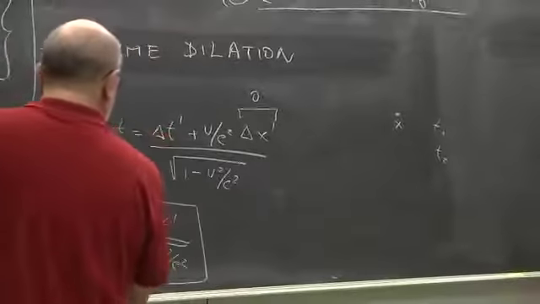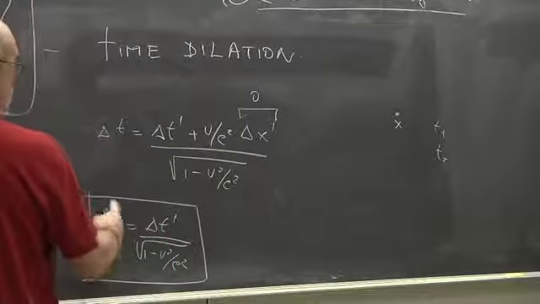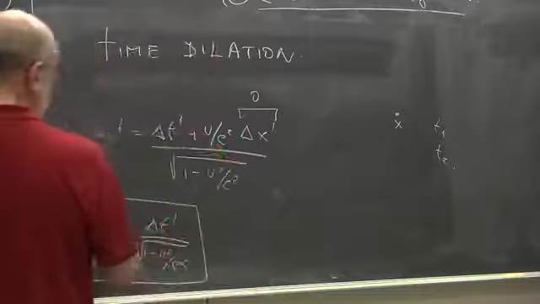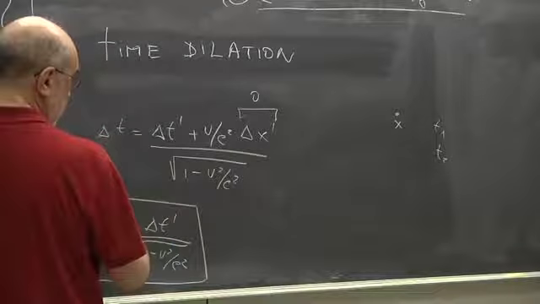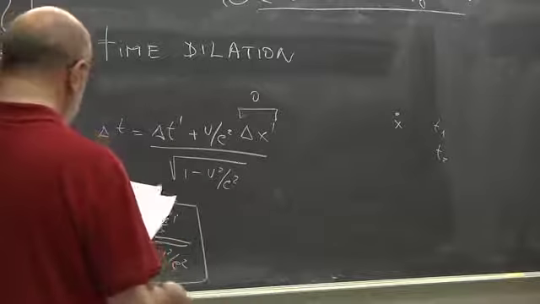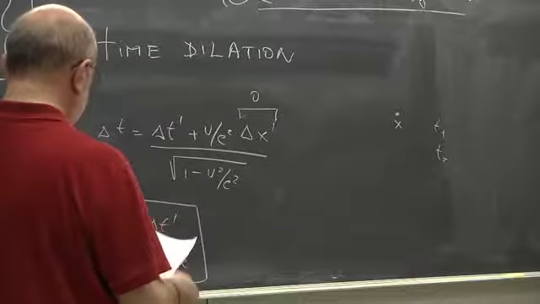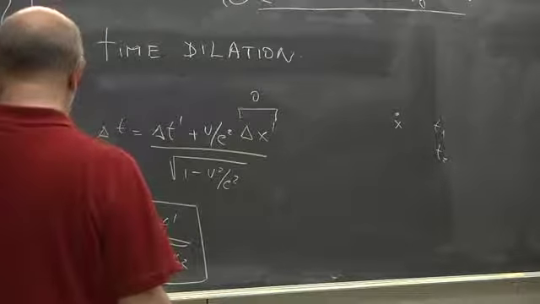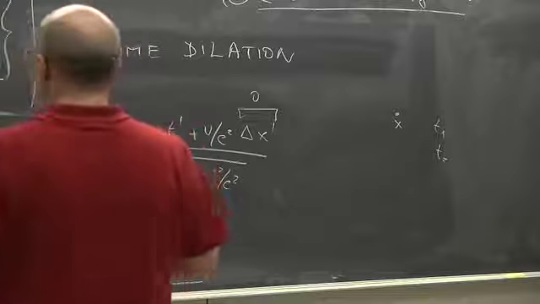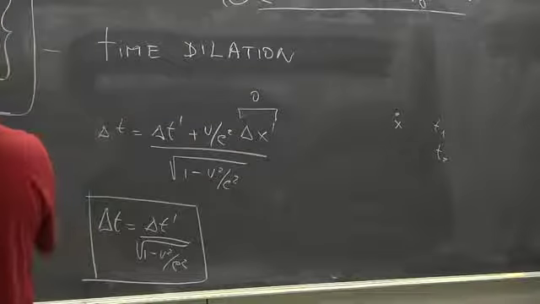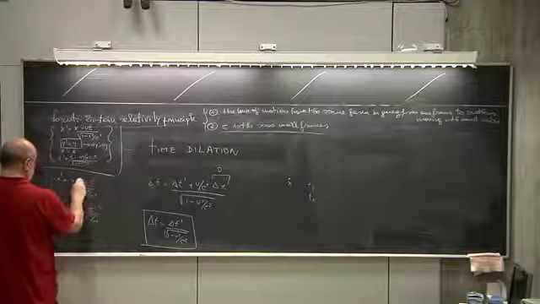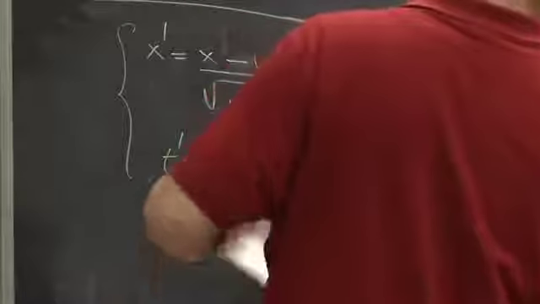So this is the interval of time in the moving frame, and this is the interval of time in the rest frame. And you see that the interval of time in the rest frame is bigger than in the other frame, okay? So this is the phenomenon of time dilation. And there is a mistake again. No, sorry, we have to take this one, not this one. Okay, so we get this one.